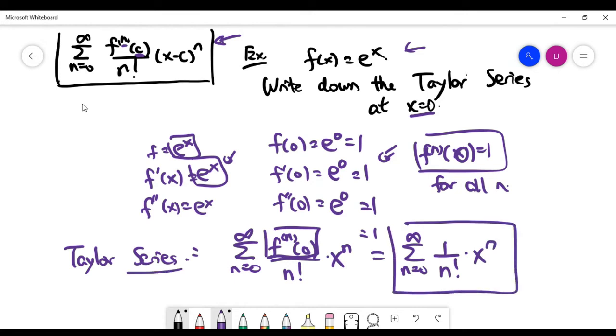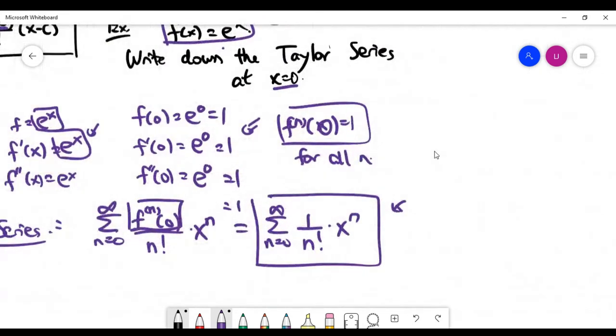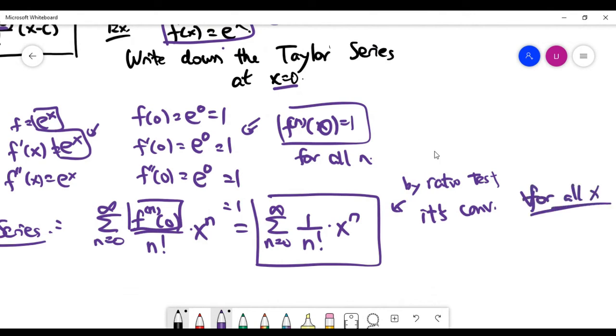And that's our Taylor series for the current function here. By the ratio test we learned in the last couple of videos on the topic of power series, we can check that this power series is actually convergent for all x.